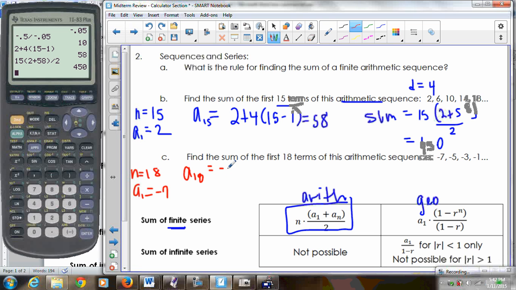And so I'm going to start with my first term, negative 7. Now I've got to figure out my common difference. Negative 5 minus negative 7 is the same thing as negative 5 plus 7, which is 2. Another way of looking at it is each of these numbers is going up by 2. So my common difference is 2. So I'm going to do plus 2 and then times n minus 1. Well, in this case, 18 is n. And so I can figure out my 18th term simply by plugging in the formula.